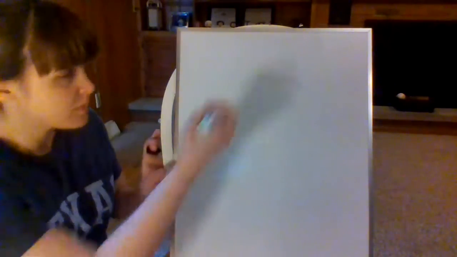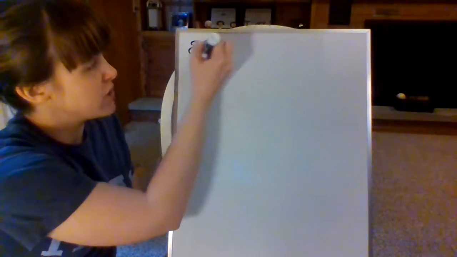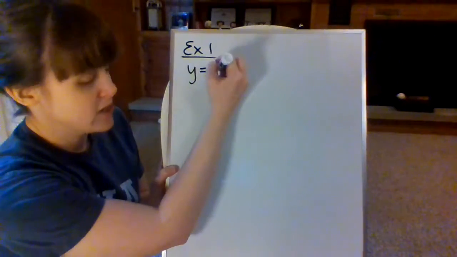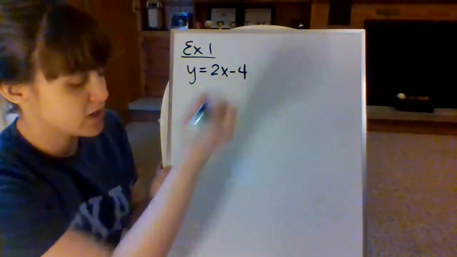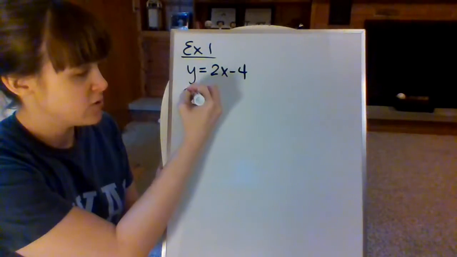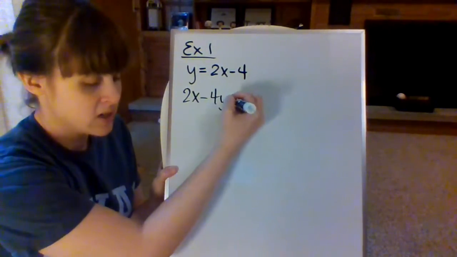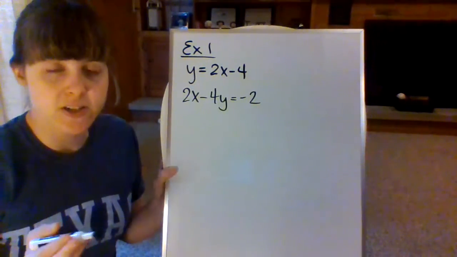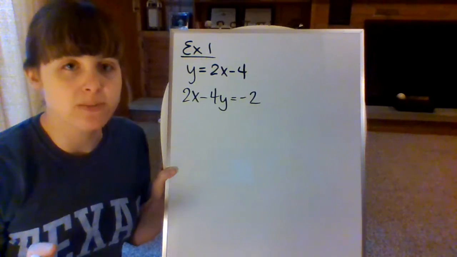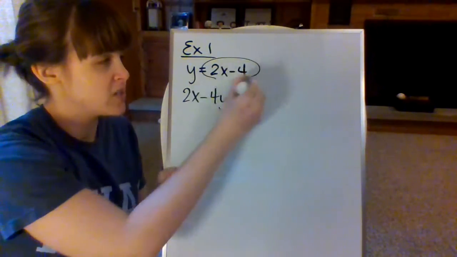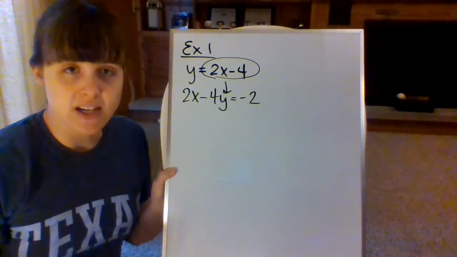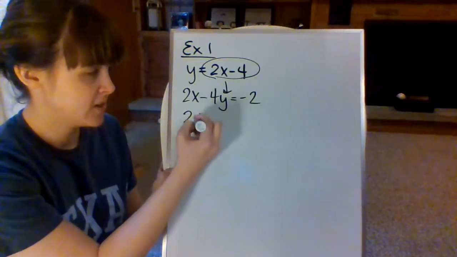Alright, so I'm going to show you how to do it. We're going to start with example 1. Our goal is to solve for both x and y. So our equations are y equals 2x minus 4 and 2x minus 4y equals negative 2. Okay, do you notice how the top equation says y equals 2x minus 4? We're going to take 2x minus 4 and plug it in for y in the second equation. So it's going to look like this.